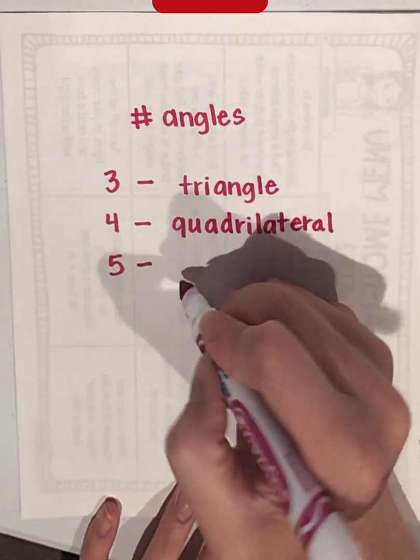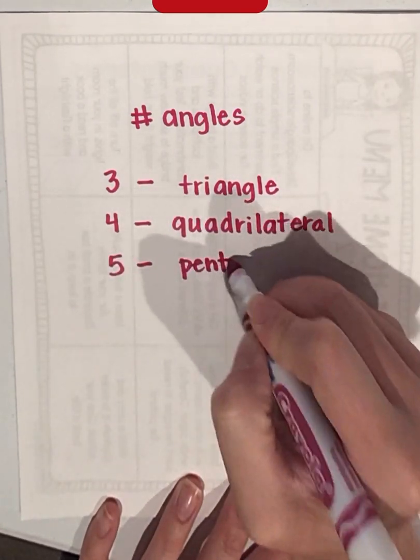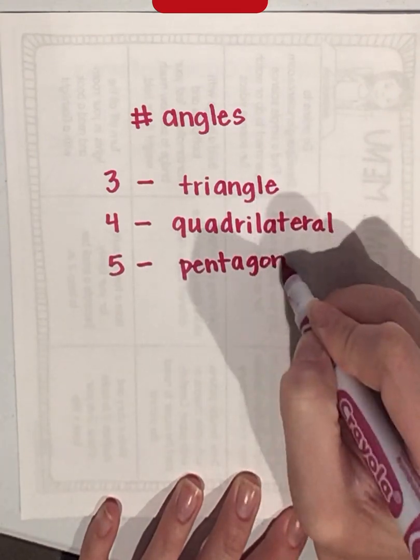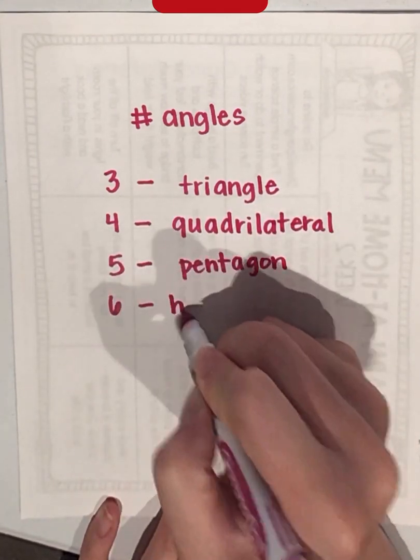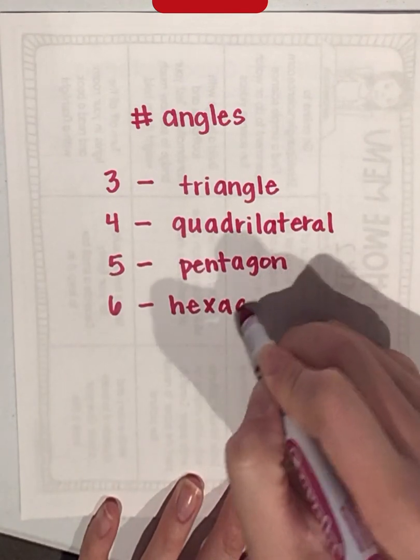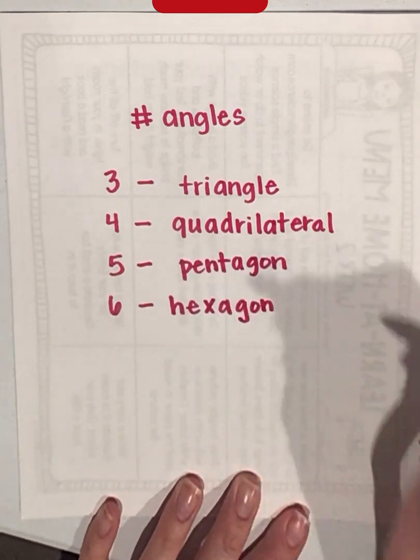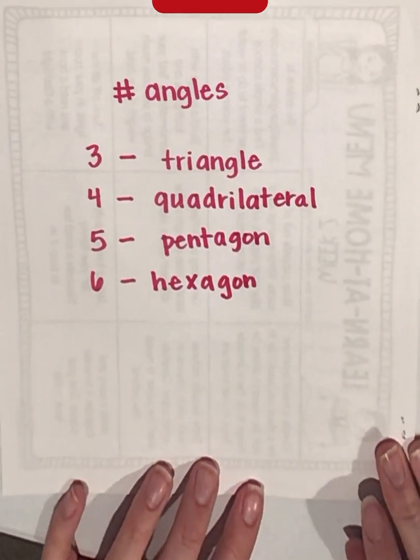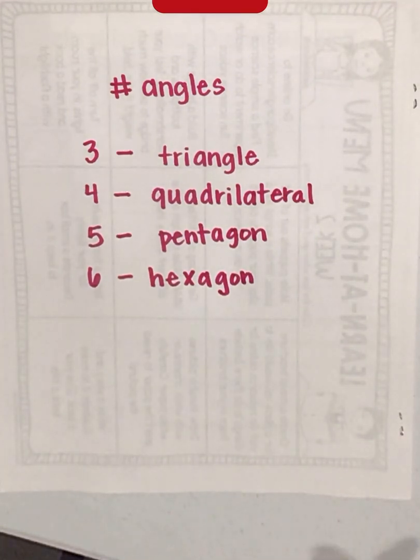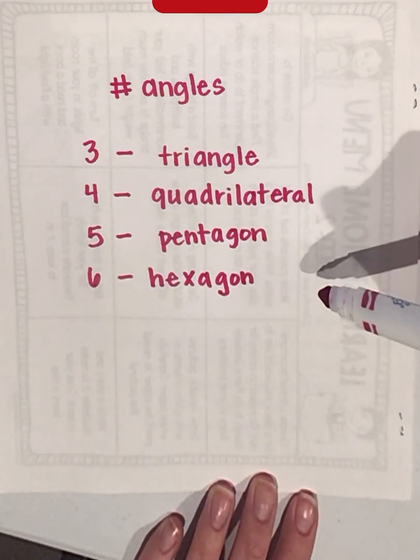5 angles would be pentagon, and 6 would be our hexagon. So you can either flip back to your assignment from last week, or if you still have your graphic organizer that we made during our Zoom meeting last week, that might help you on today's assignment, or refer back to this right here.